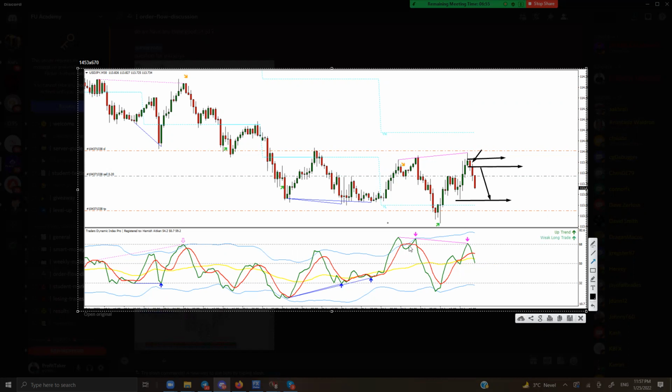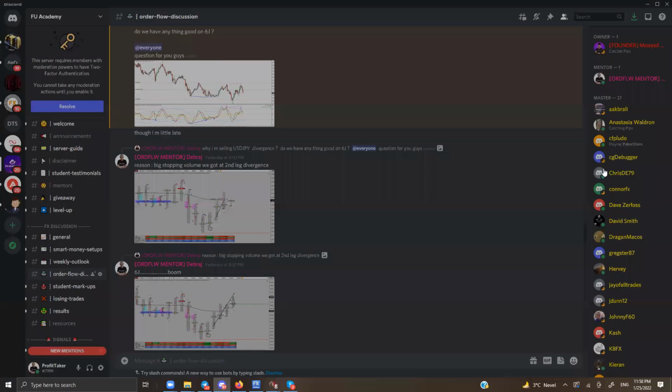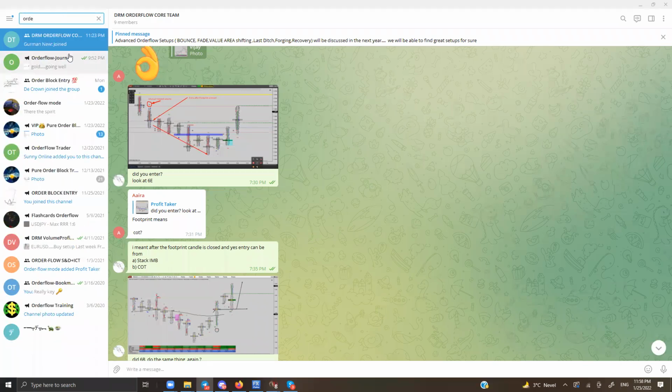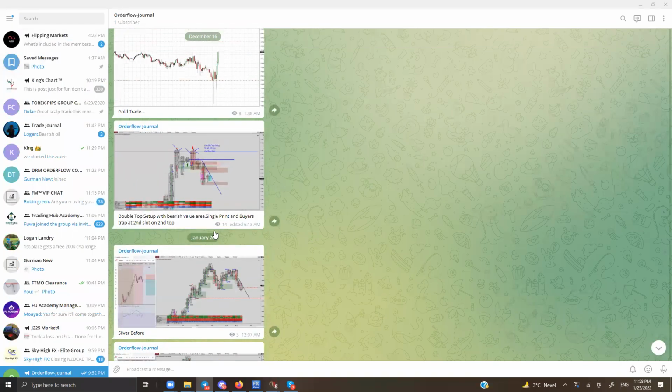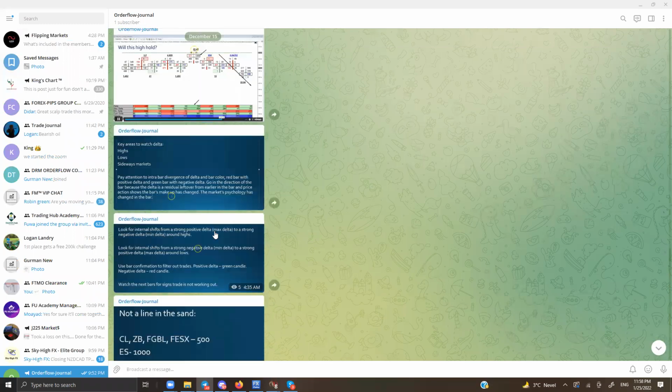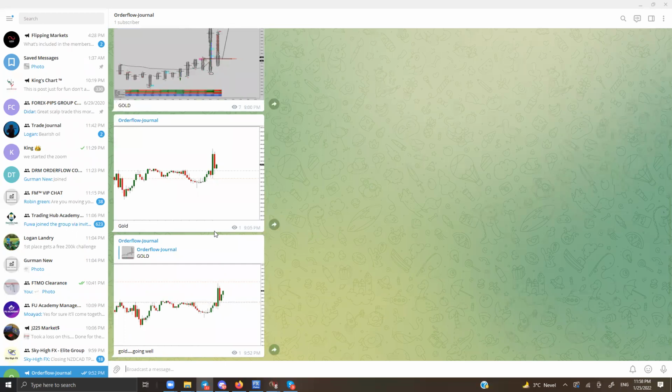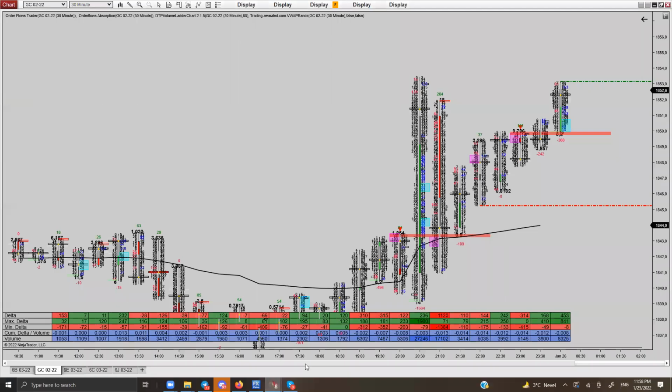So you can also use the stopping volume with the divergence second leg. I have plenty of examples in my journal which I maintain here. In my Telegram I have an order flow journal, so I maintain everything. I take every trade I get there. Like today, that AUD USD trade, we got 1:10. If we add price action there, I showed you that also.